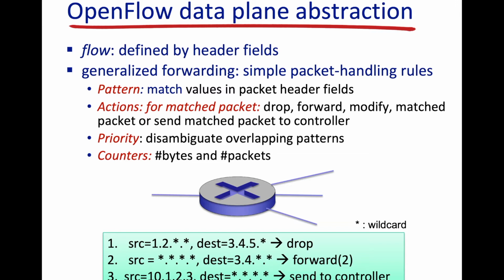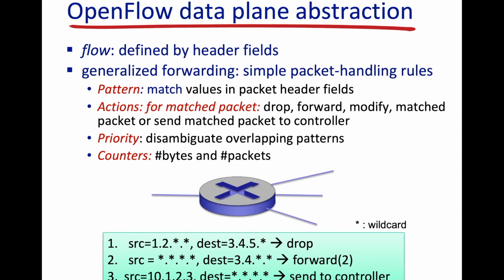Okay, so here are some examples. Here we have a source IP address, the 1.2 network, a destination IP address, 3.4.5 network, and the action is to drop that packet. Here we have any source, a wildcard, star.star.star.star, destination, so any packet with a destination on the 3.4 network is going to be forwarded out port 2. That's another match action rule.